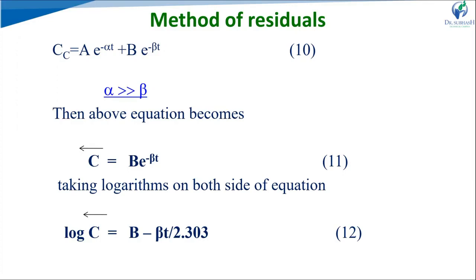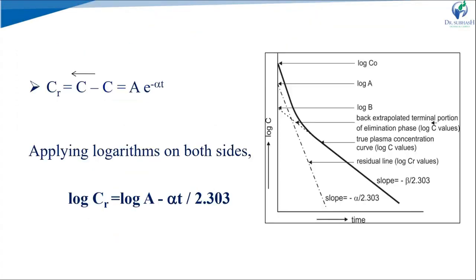Plot the graph, the concentration versus time. The terminal linear phase gives the curve having slope minus beta upon 2.303. From that we have to find out the residual concentration, which is equal to the back extrapolated minus the true plasma concentration value. So the equation becomes A e raised to minus alpha t, and then applying the logarithm, log CR, the residual concentration value, is equal to log A minus alpha t upon 2.303.